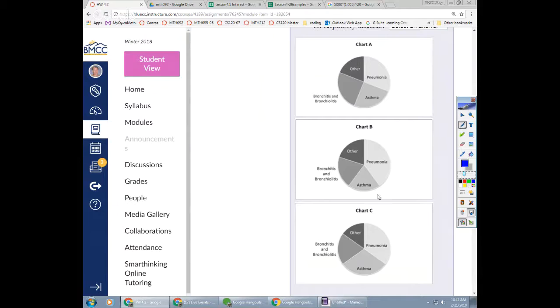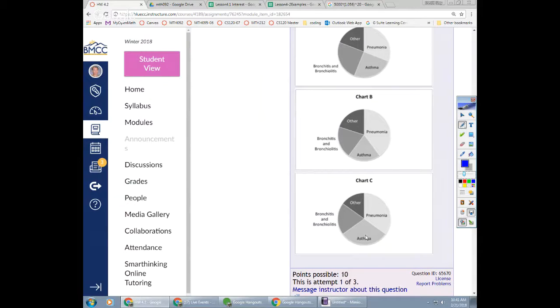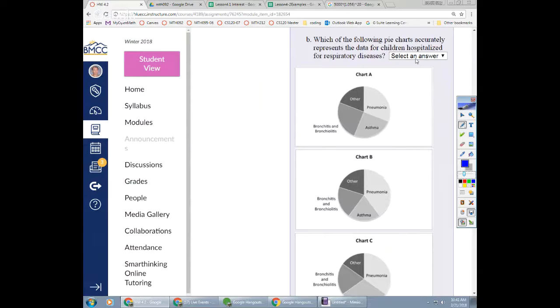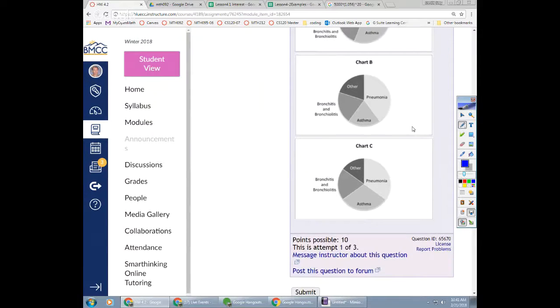Can we rule out other stuff? Asthma and bronchitis, do they take up half the graph here? No, so that one's out. Do they take up half the graph here? Yeah. Ooh, they're not the same. Asthma is bigger than bronchitis here. Okay, so B and C are out, and A is the winner. All right. Yeah, so it took me having to go back and forth with different aspects of their percentages to try and figure that out.